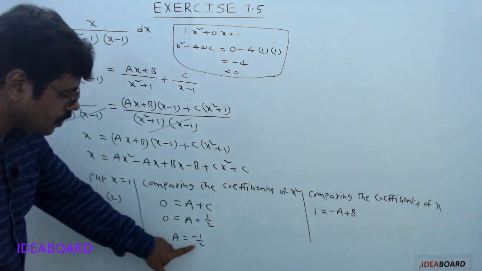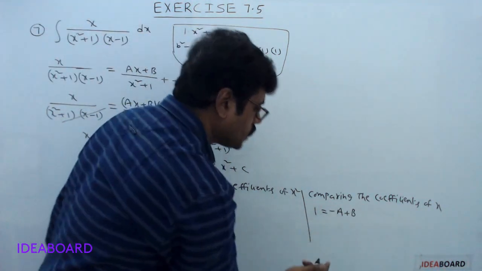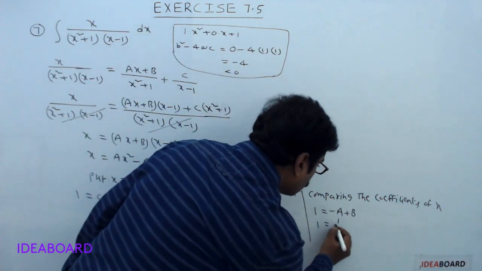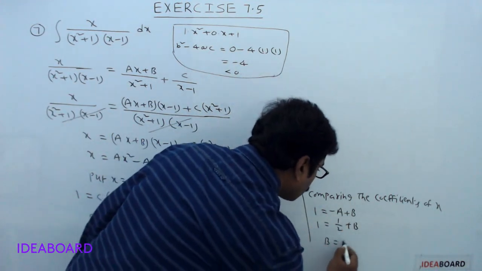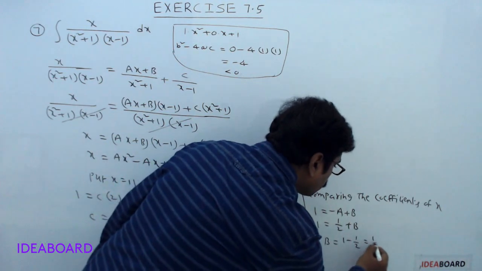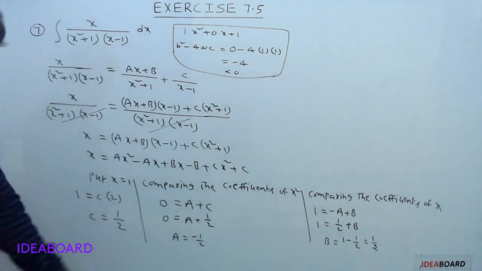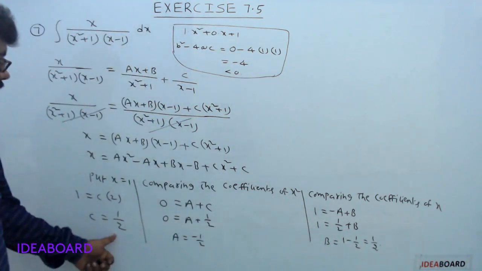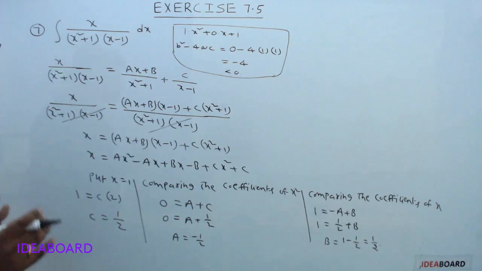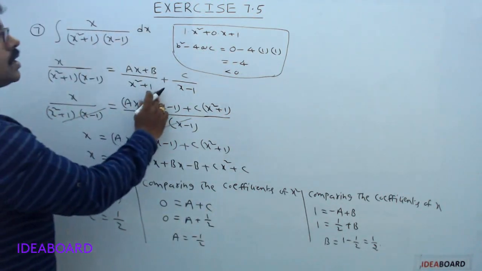Now, what is the a value? Minus 1 by 2. So, minus of minus 1 by 2 plus b. So, 1 equals 1 by 2 plus b. So, b equals 1 minus 1 by 2, that is 1 by 2. So, a value is minus 1 by 2, b value is 1 by 2, c value is 1 by 2. Now, substitute the values of a, b and c in this equation.